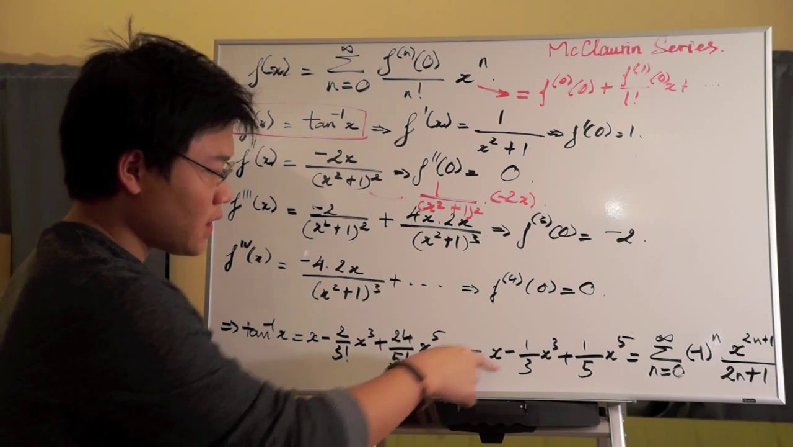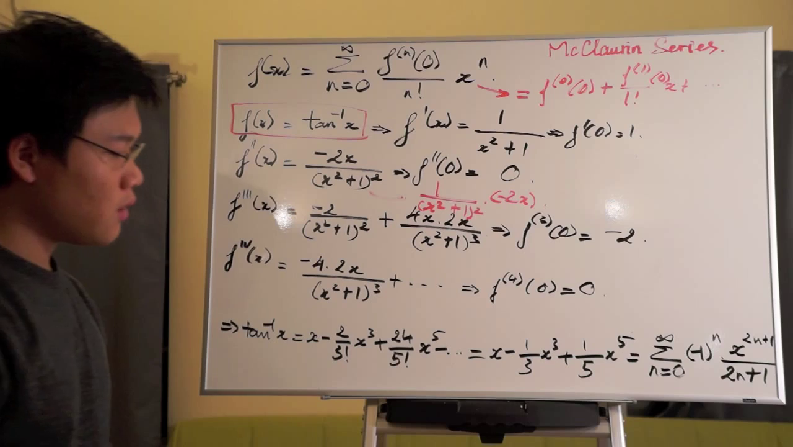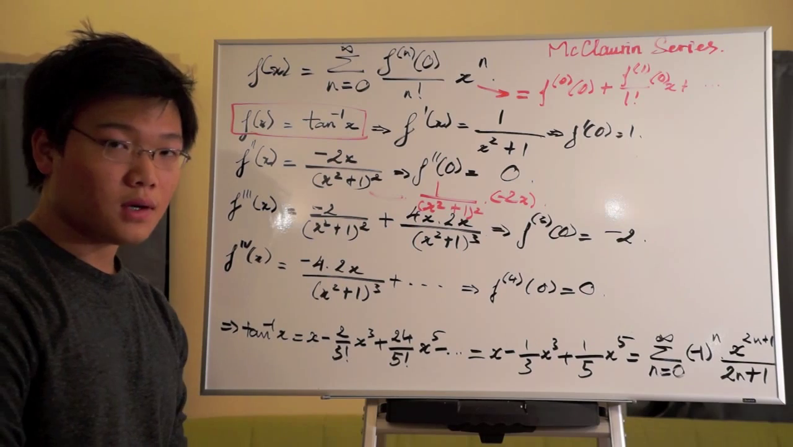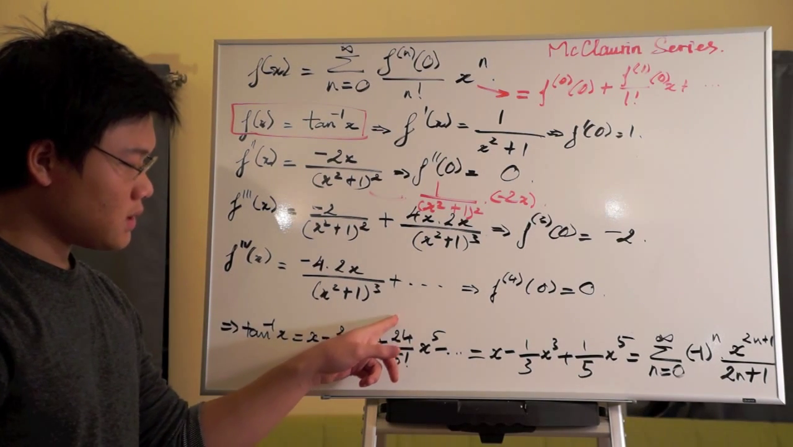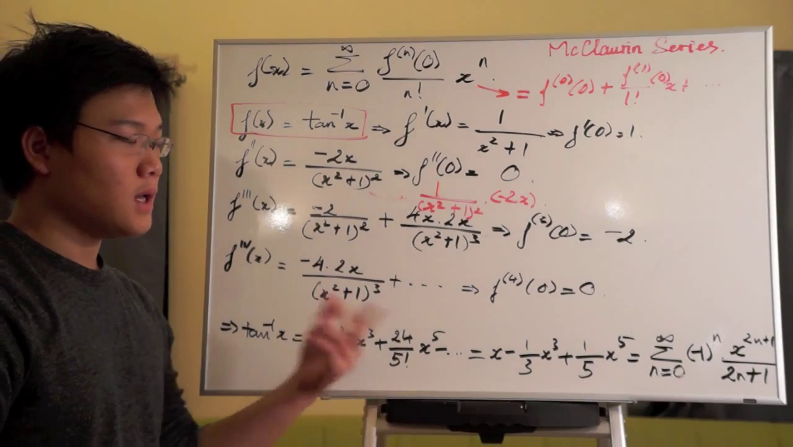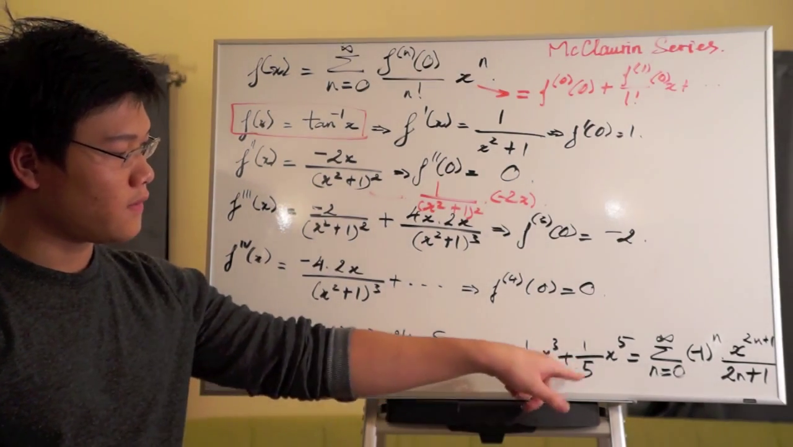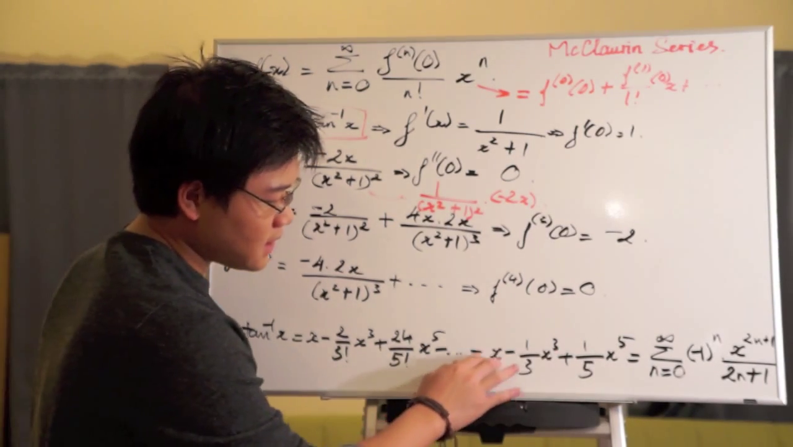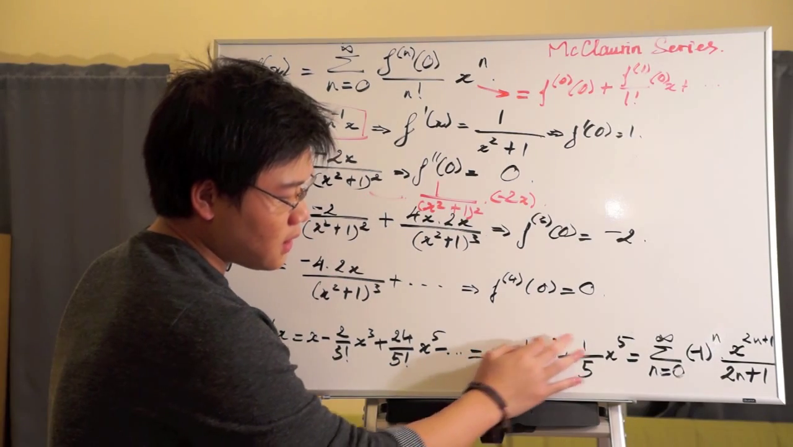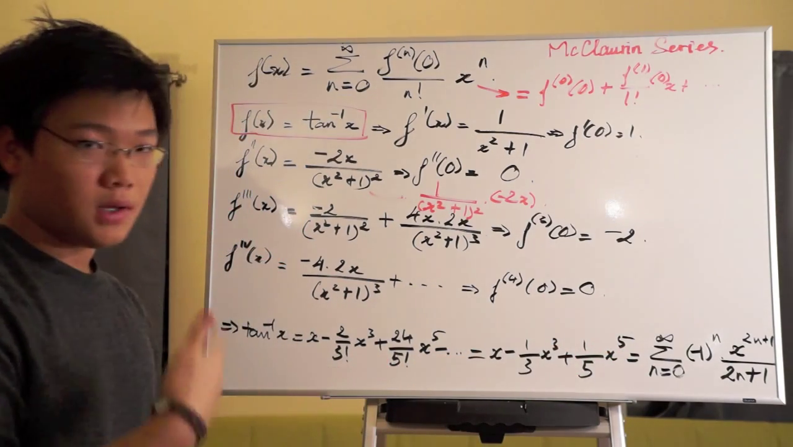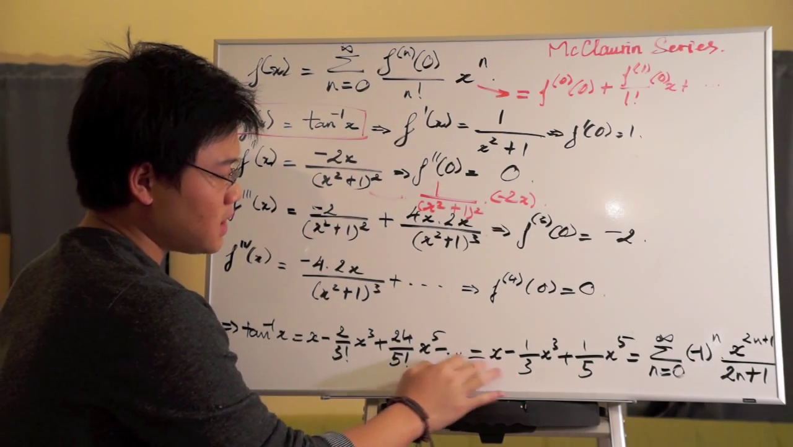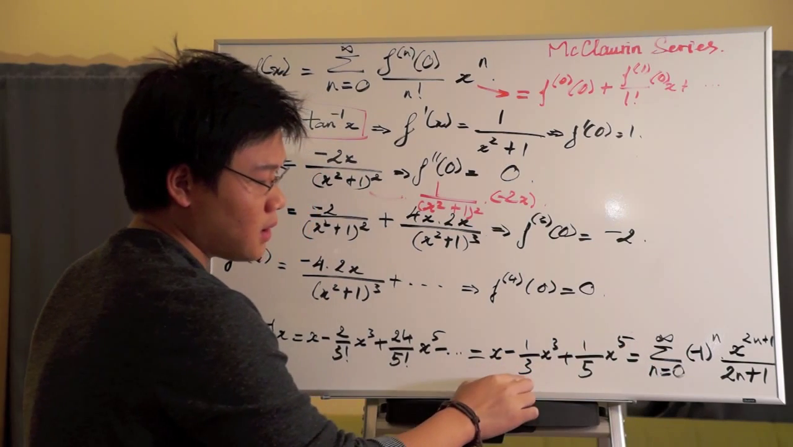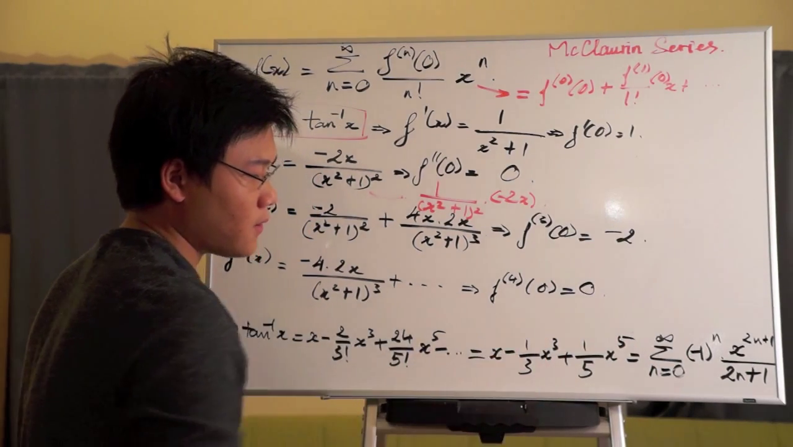2 over 3 factorial, that's 1 over 3. 24 over 5 factorial, you know that 4 factorial is 24. So this is like 4 factorial over 5 factorial, that's just 1 over 5. So 1 over 5 x to the fifth. And then you see the pattern here. You see the power of x. This power is 1, this power is 3, and this power is 5. So it's an increasing odd number. Same here with the denominator. Down here is 1, down here is 3, down here is 5. So the value in the denominator and the power are the same.